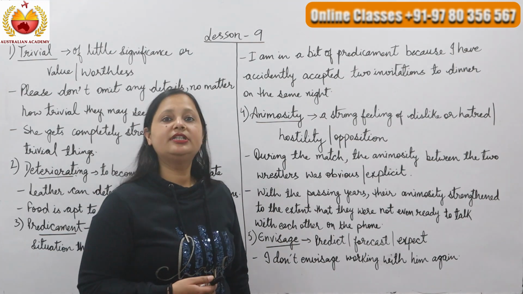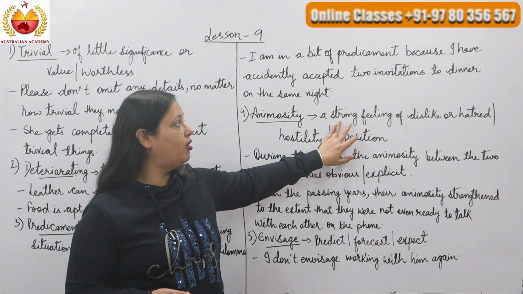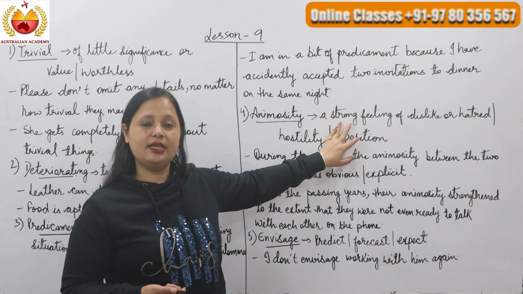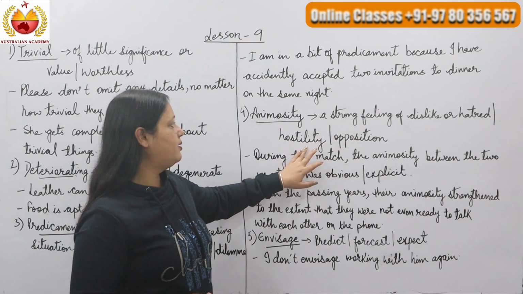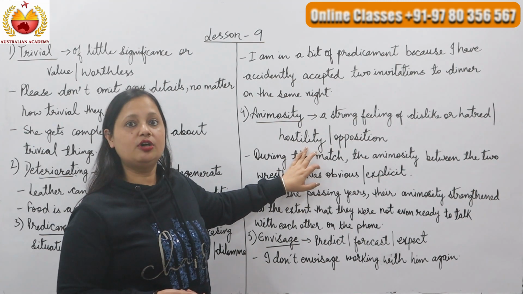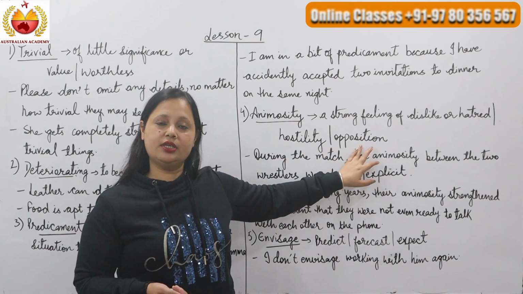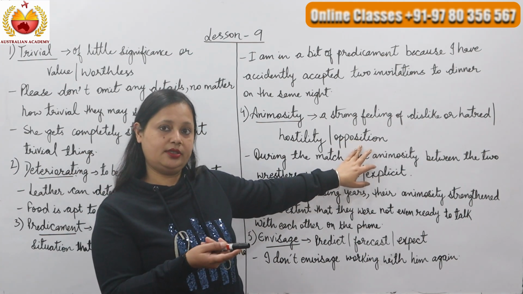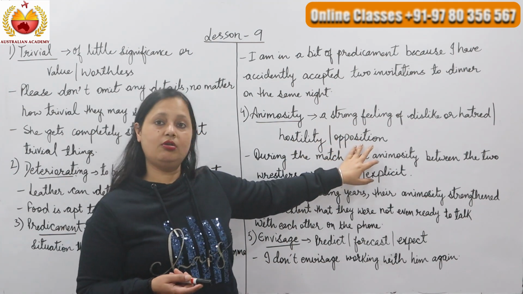Next word we have, that is animosity. Animosity is a strong feeling of dislike or hatred. When you don't like somebody, that is animosity. When you hate somebody, that is animosity. Another word we have is hostility or opposition. So opposition, when you are going against somebody, why? Because you dislike them. Okay, so a feeling of dislike, hostility or opposition.